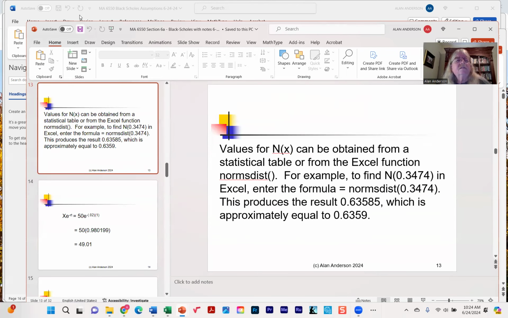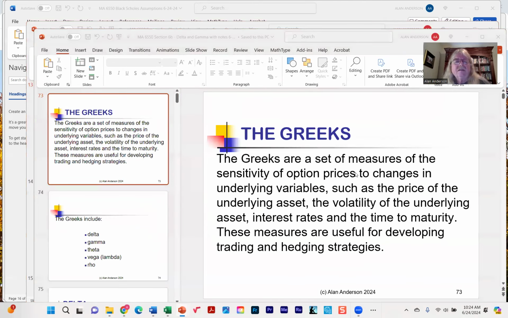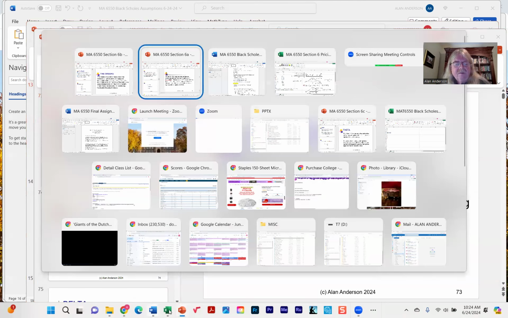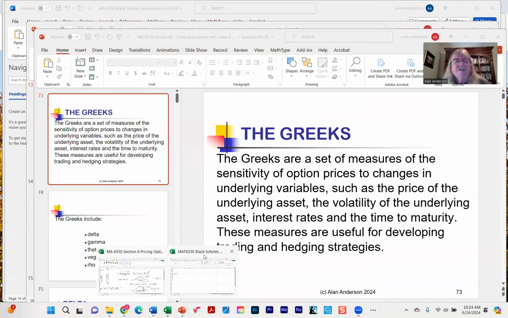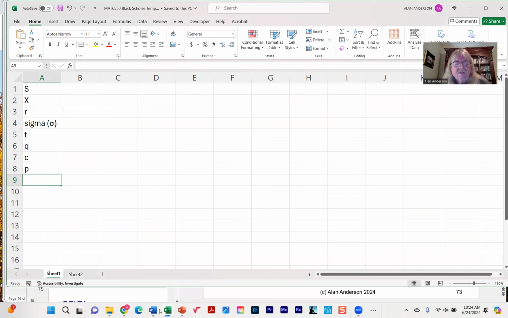We're done with this. Oh, I know what we almost forgot to do. I have to show you my template. Okay, we don't want to forget that. Okay, so I've set this up. Now let's look at your assignment.